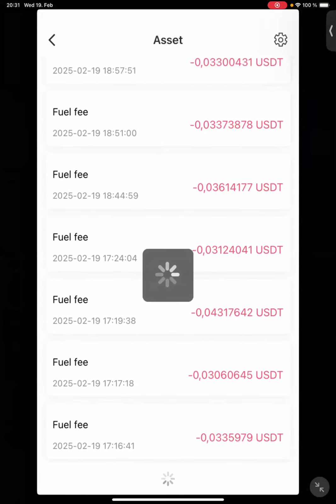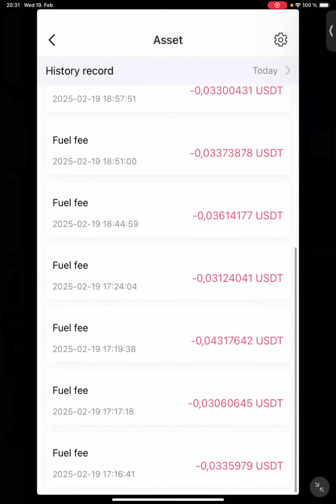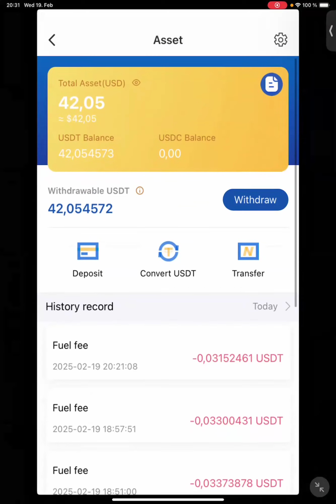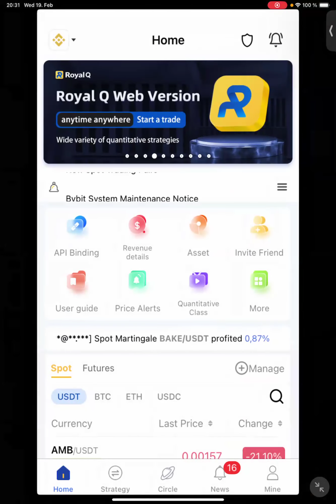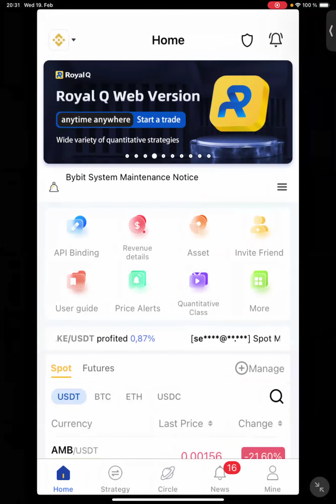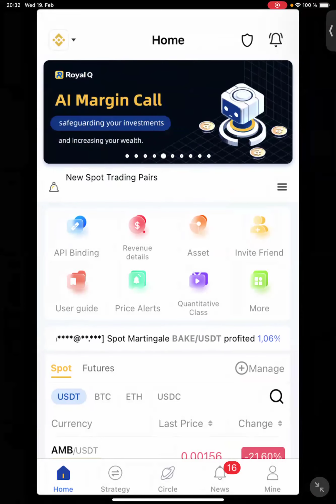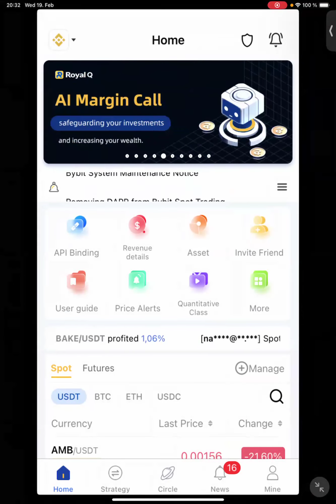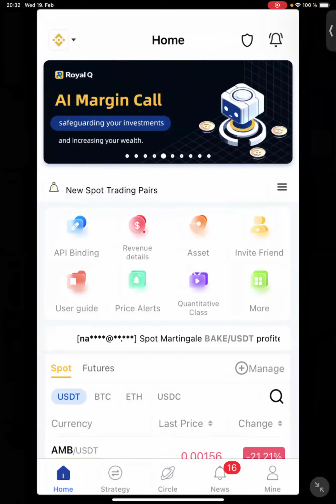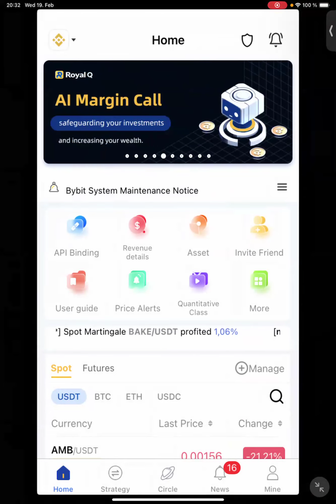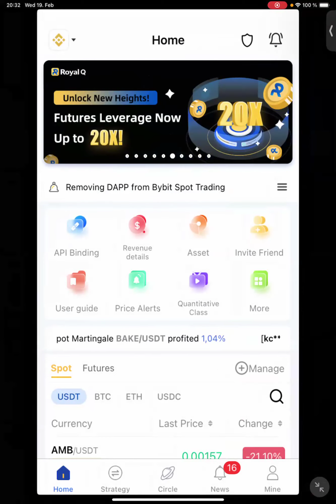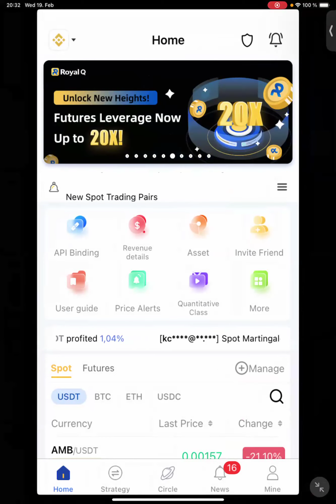Now, if you notice that you've been paying fuel fee more frequently, like this 42 will finish and I have to top up again, that tells you that you are making a lot of profit. But if your fuel fee is there and it's not reducing, then you should know you are not making a lot of profit. You need to increase your first buying amount, or your trading capital in total, to make more.